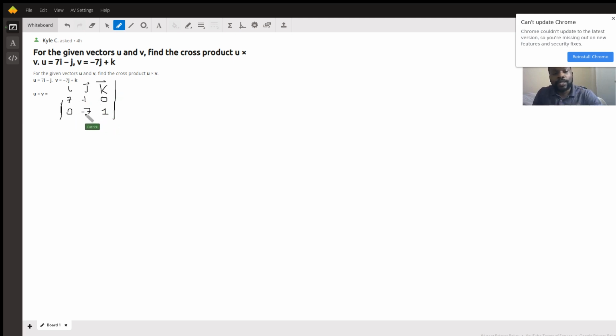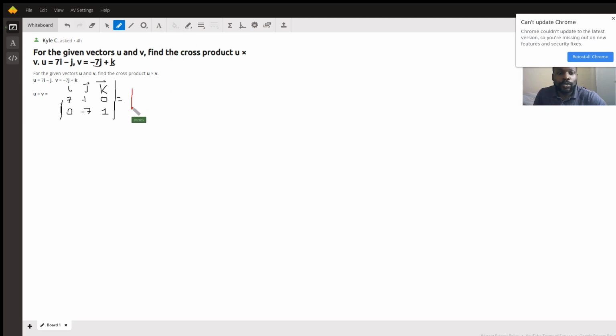And then for vector v in the last row, you see 0 because there's no i component, -7 because it's -7j, and 1k because it's just k. So now we're going to have to break this up into 3 different determinants. So starting with i.